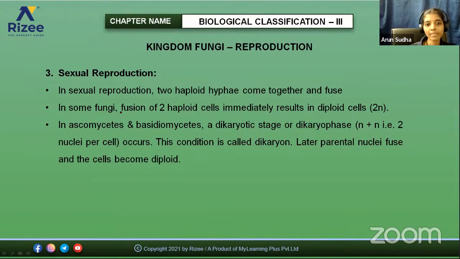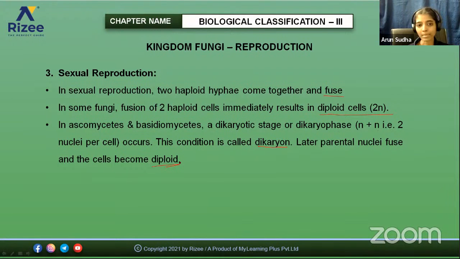So in sexual reproduction, two haploid hyphae come together and fuse. In some lower fungi, fusion of two haploid cells immediately results in diploid cells. But in Ascomycetes and Basidiomycetes, a dikaryotic stage or dikaryophase, that is N plus N, or 2 nuclei per cell, occurs. This condition is called dikaryon. So is it clear for you now? Later, parental nuclei fuse and the cells become diploid. So this is what is happening in sexual reproduction.